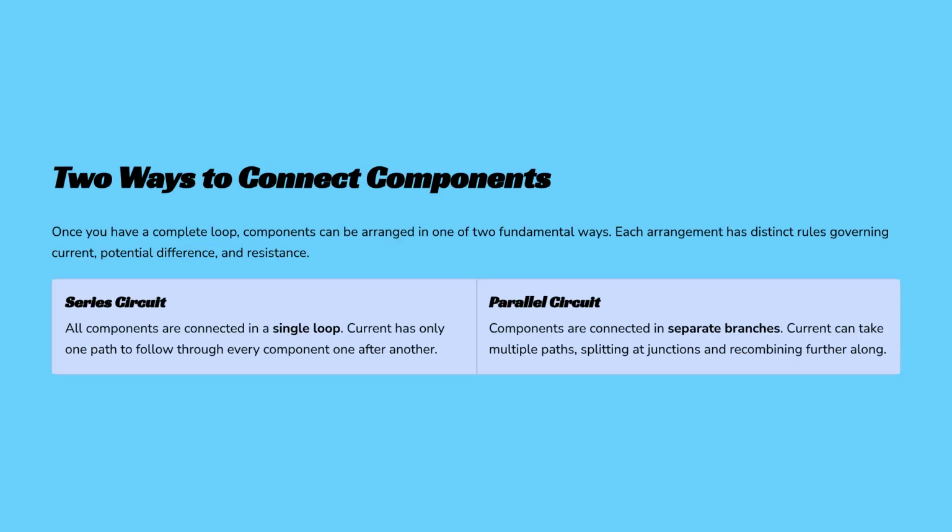There are two main ways to connect components. In a series circuit, they are arranged in a single loop. In a parallel circuit, components are connected on separate branches, allowing current to split and recombine.